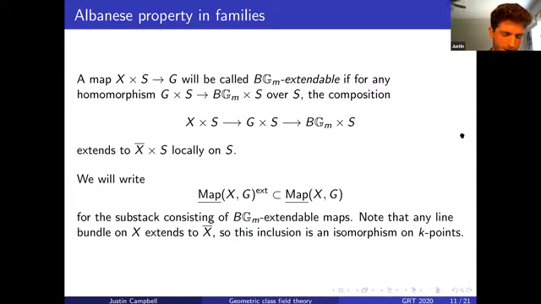Again, I didn't know what to do in this situation for a long time because you see right away that it's not correct to require that the map from X into G extends. It's not the right condition. So for example, if G is the classifying stack of a finite abelian group, of course you don't want to require that your local systems extend from the affine curve to the projective curve, because that would be saying that they're unramified. It's not very interesting, right? So instead we put this BGM extendability condition.